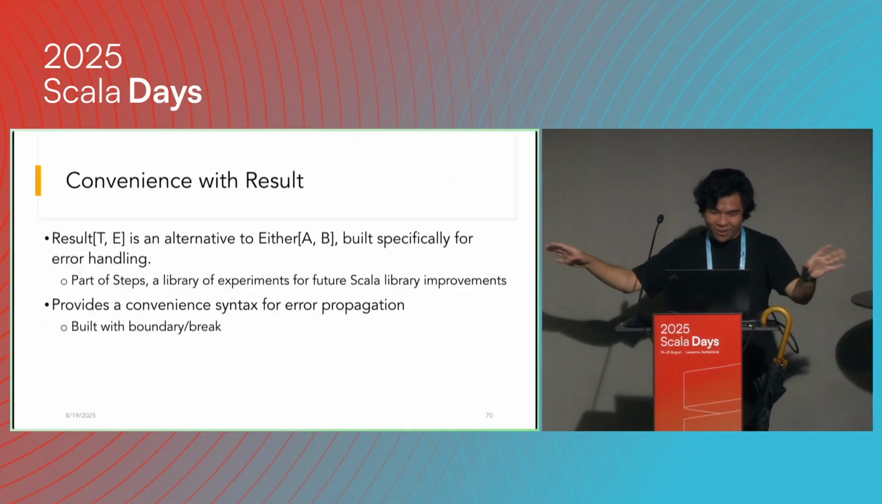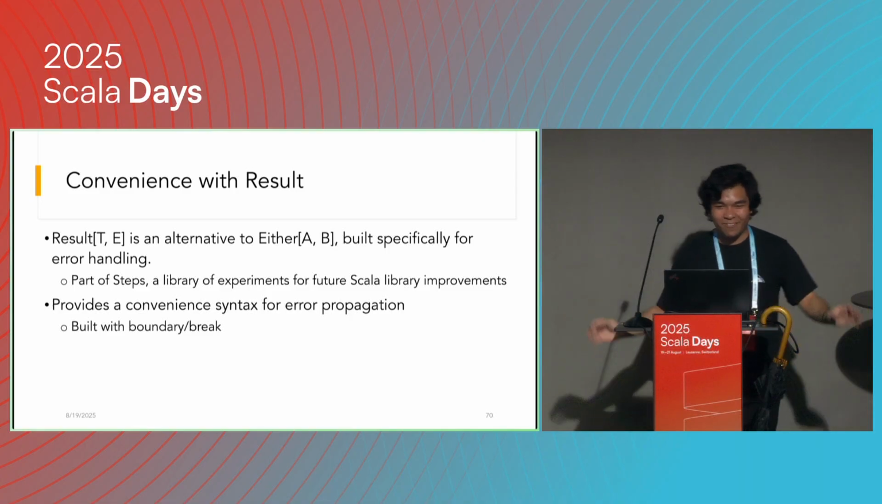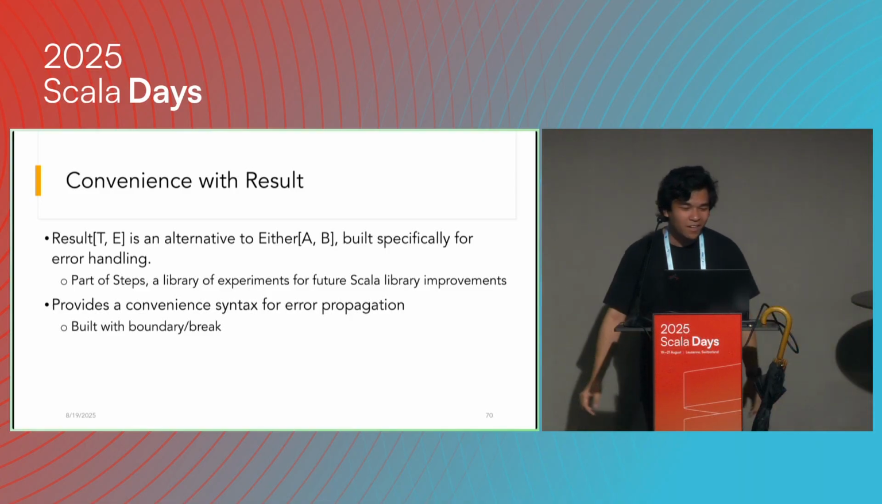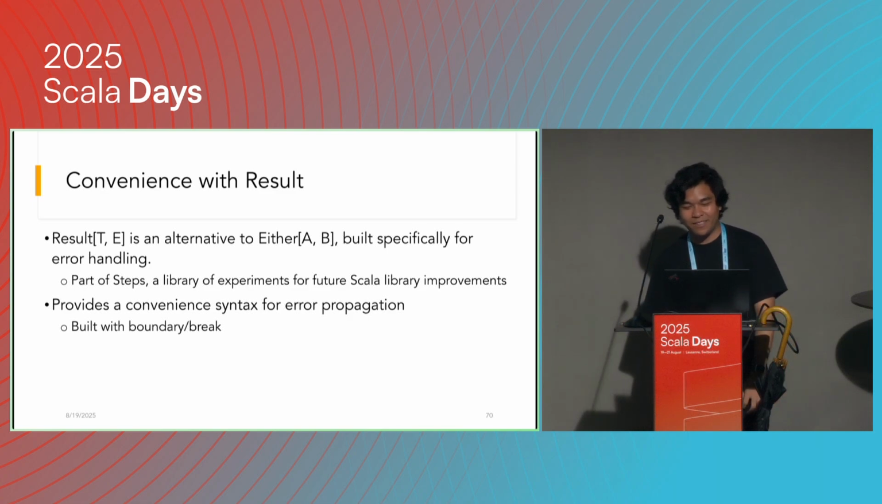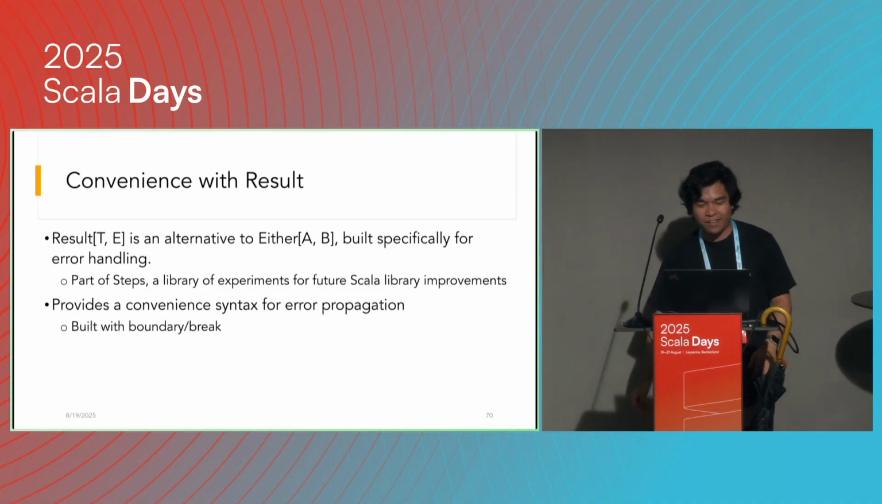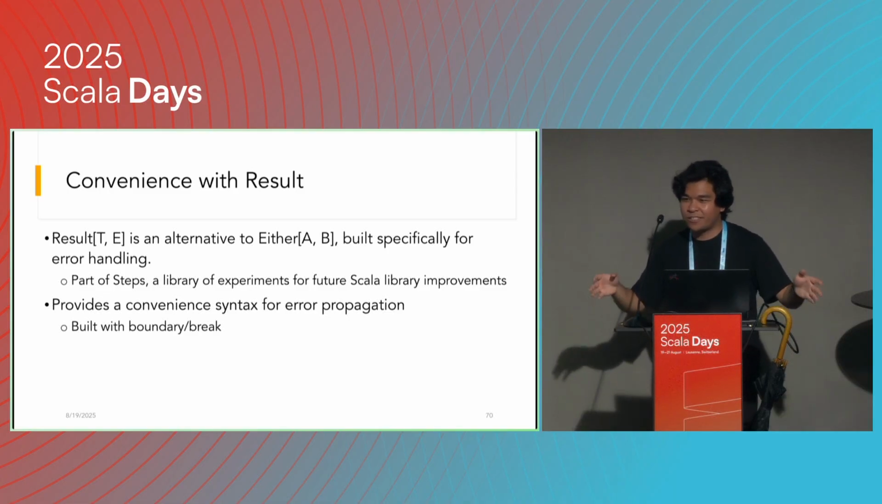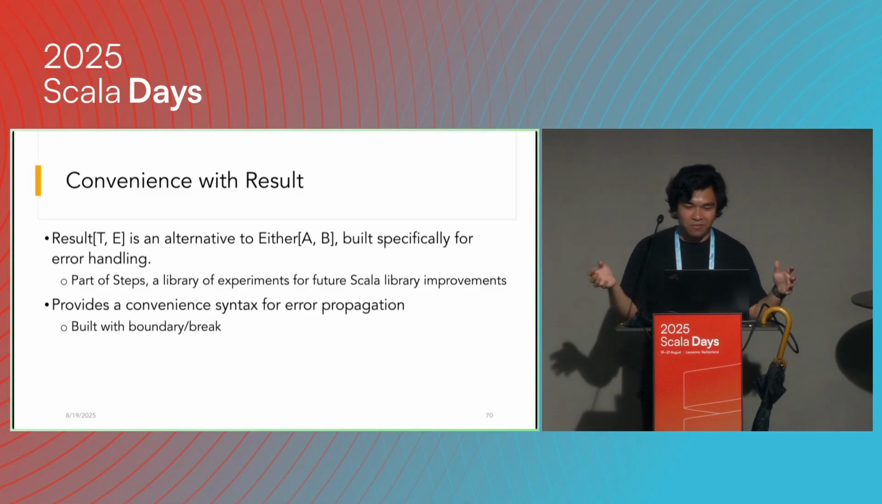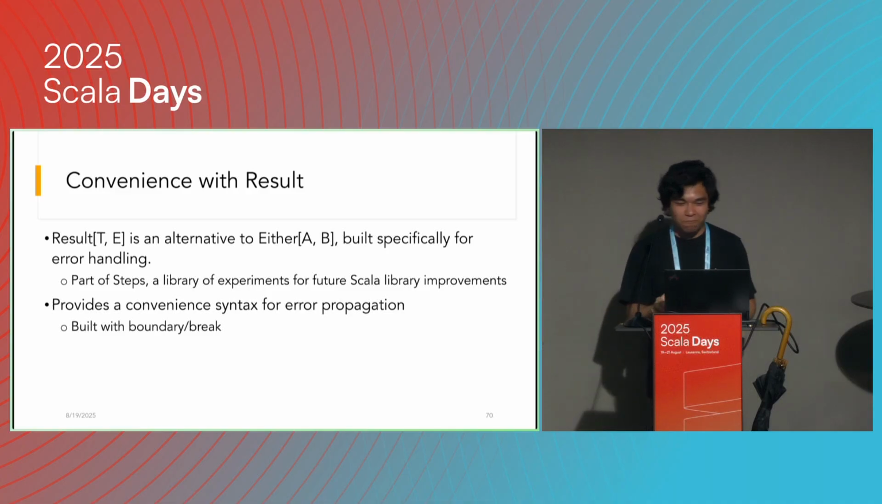Okay, so let's talk about something completely different. We're not talking about the standard library now. I'm tired. Let's write our own thing. So Rust has this thing called Result, which is really interesting. It's basically just an Either, but it's built specifically for error handling. And unlike Either, which is kind of like an OR type with a tag, Result is really like there's an error case and an OK case.